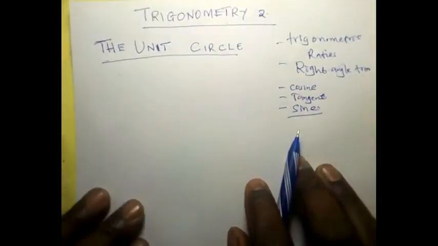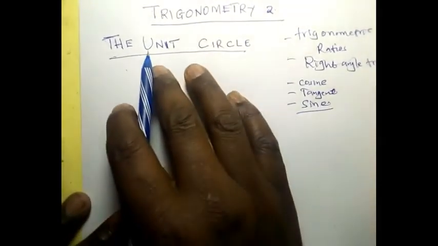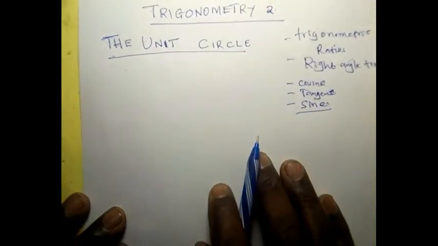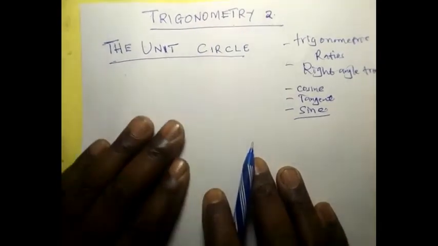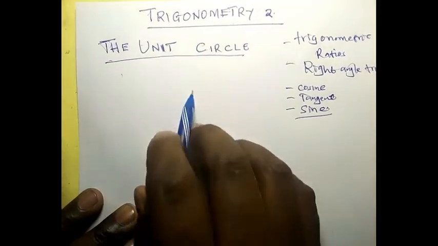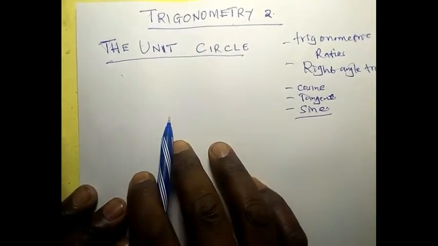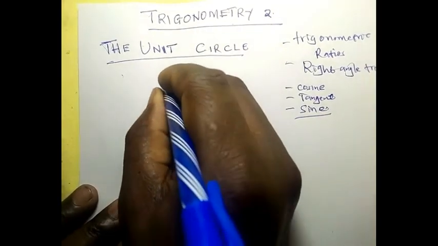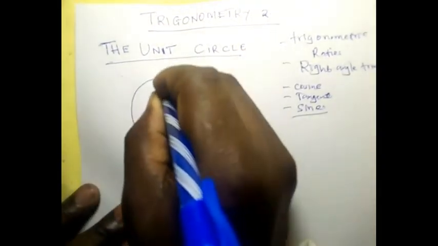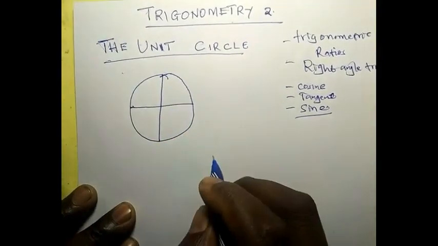So we will measure in the unit circle, and once you have understood how to use the unit circle, then in this trigonometry 2 you will not have much issues with it. So we want to start with the unit circle. First, we need to understand the unit circle. The unit circle is just a circle which is divided into 4 quadrants.